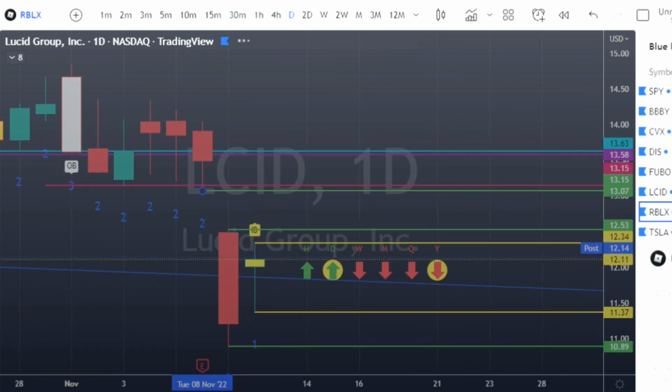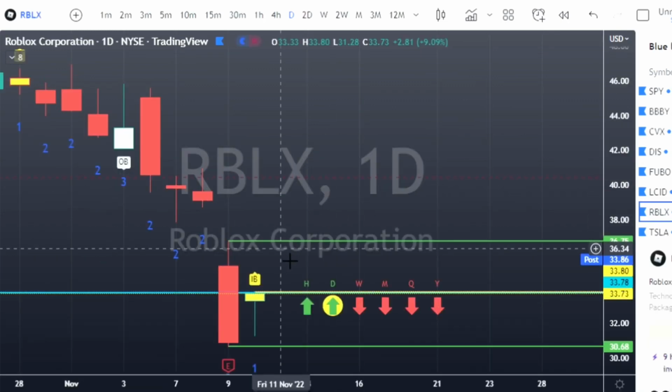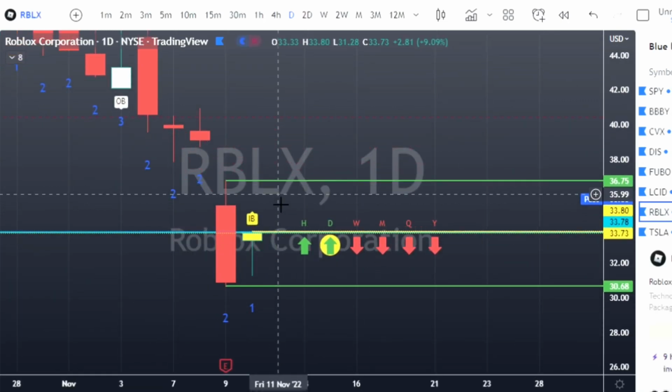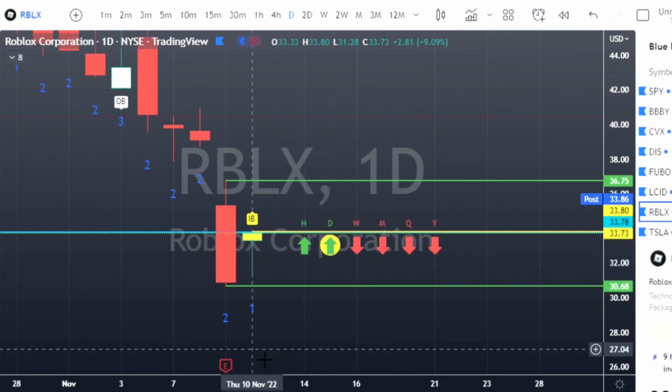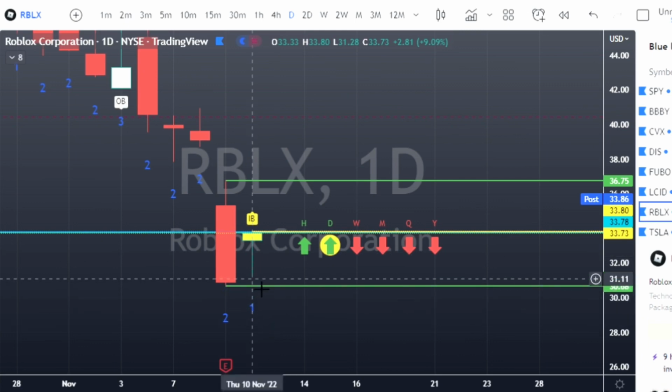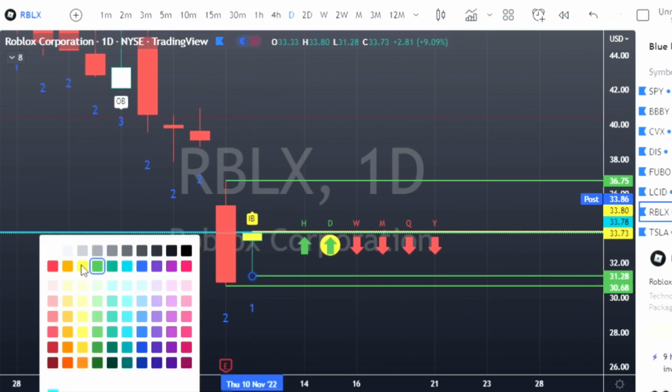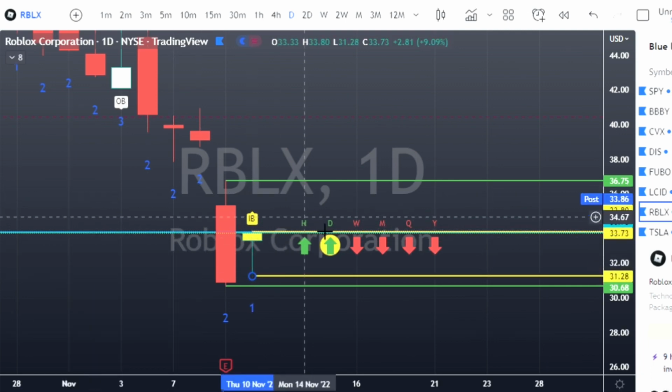We're going to move on to Roblox. Roblox inside hammer candle. Okay, the other thing we have, if we trend to the downside, full time frame continuity to the downside. Okay, so we will look for that as well. This could go either way on Roblox. I'm going to turn that to yellow for us. And there we go. And the targets are marked out to the tops and the bottoms for you guys.